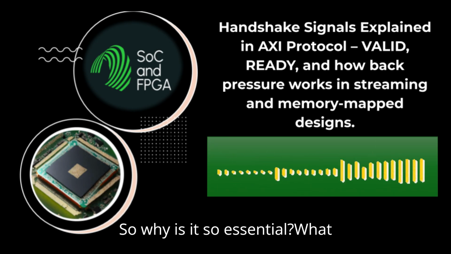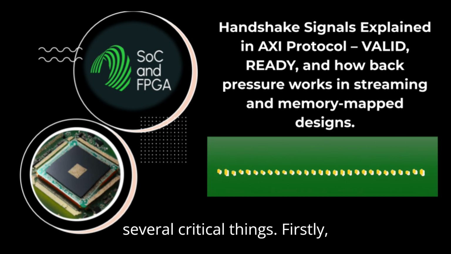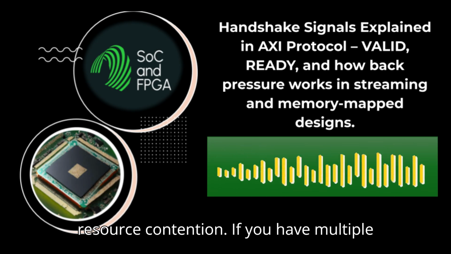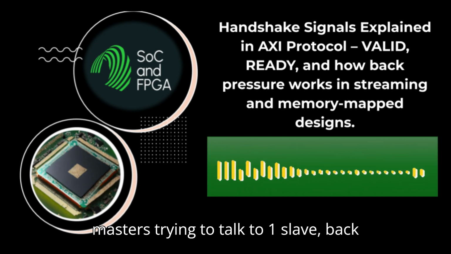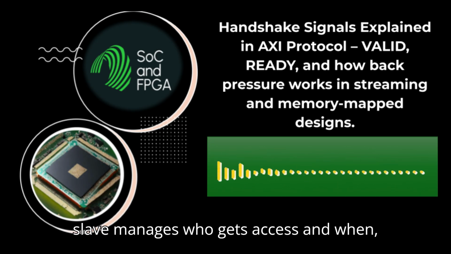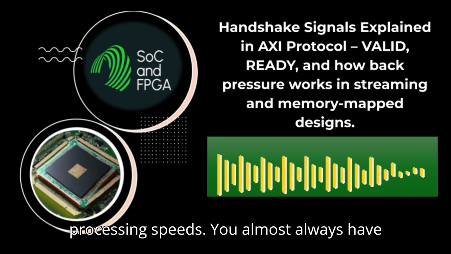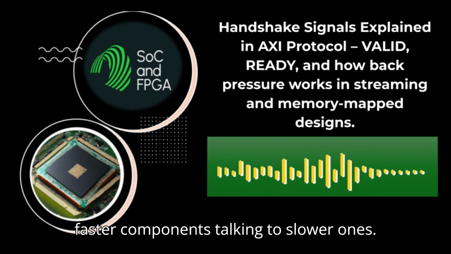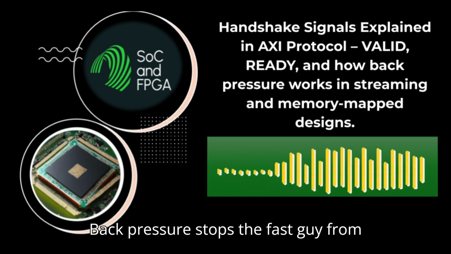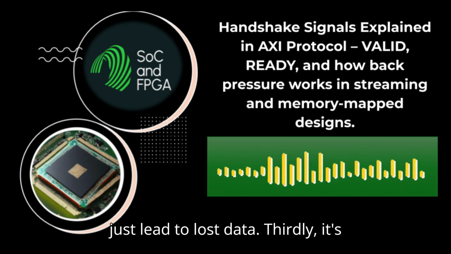So why is it so essential? What catastrophic things does it prevent? Oh, several critical things. Firstly, resource contention. If you have multiple masters trying to talk to one slave, back pressure is how the interconnect or the slave manages who gets access and when, preventing chaos. Secondly, varying processing speeds. You almost always have faster components talking to slower ones. Back pressure stops the fast guy from overwhelming the slow guy, which would just lead to lost data.